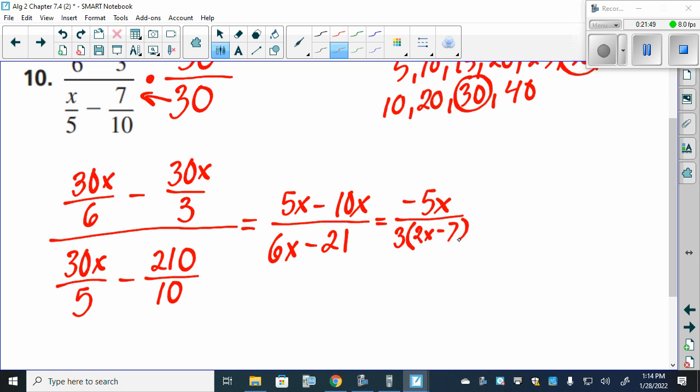Will 5 and 3 simplify at all? No, there's not a greatest common factor between 5 and 3. Or really, to say 5 and 3 are not divisible. So that there is the final answer.